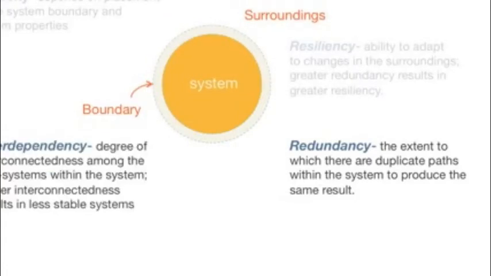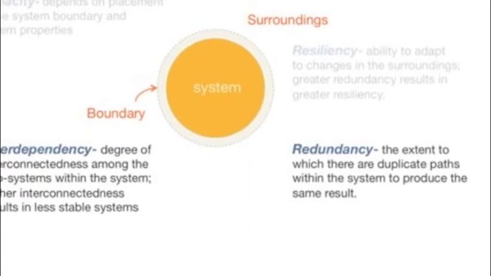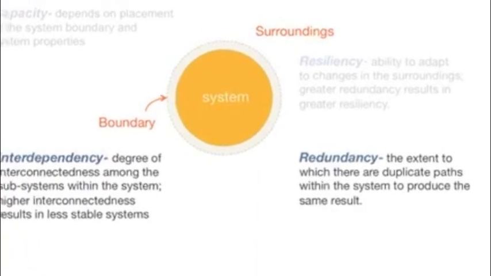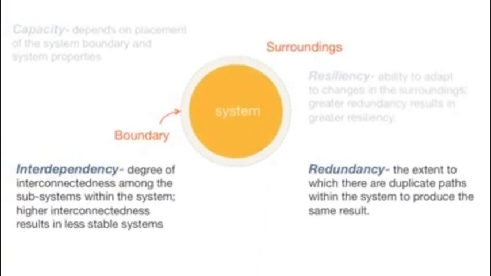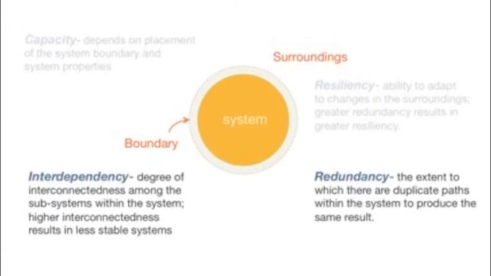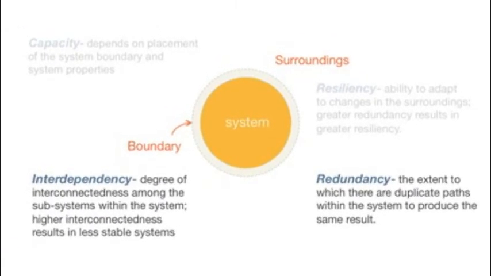Redundancy is the extent to which there are duplicate paths within the system to produce the same result. Compact disks oftentimes have 4 redundant tracks of the same information so that if there's a speck of dust on one of the bits, there are 3 others which can provide the same information. This is an example of redundancy.